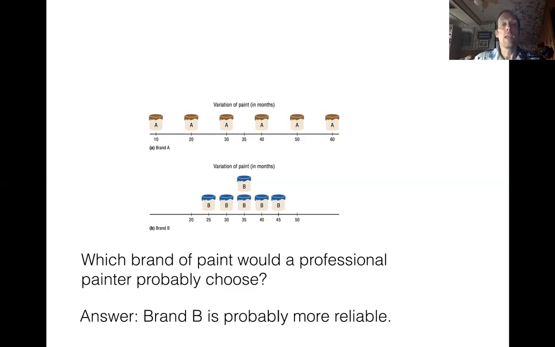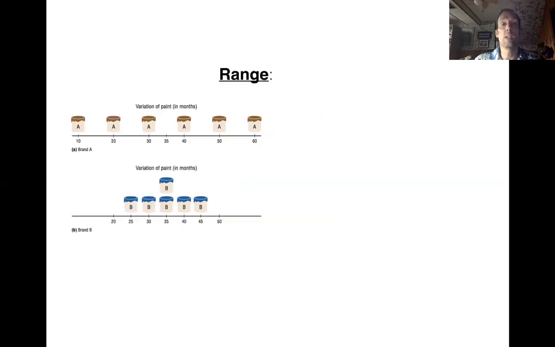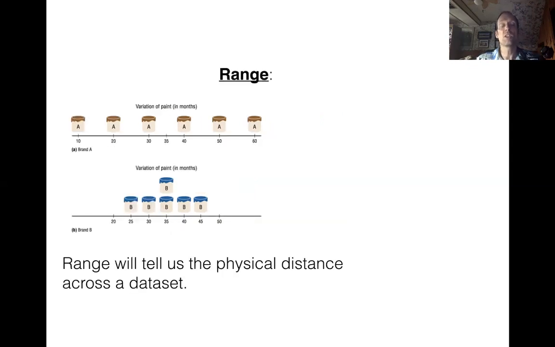Okay, so if we're thinking that it looks like brand B is more narrow compared to brand A, so brand A is much more widely dispersed than brand B is, and that's what affected the reliability factor, how can we calculate that spread-outness that we're seeing? And the answer is going to be the range. So the range is going to give us the physical distance across the data set. And the data set that has the greatest physical distance must be the data set that is more widely dispersed.